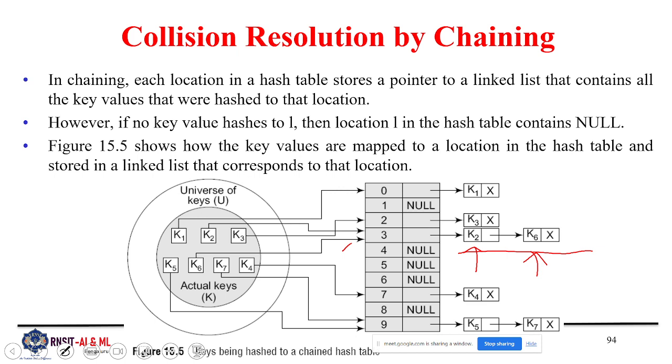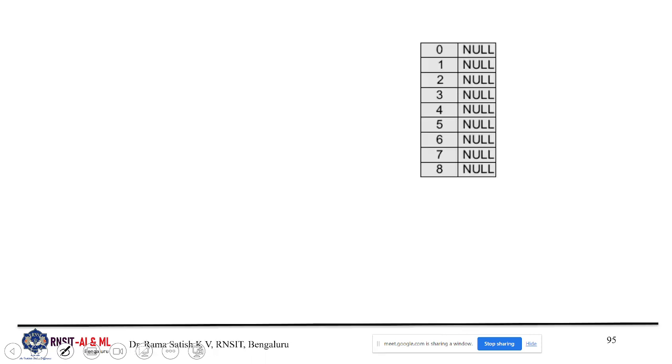So in chaining, each location in the hash table stores a pointer to a linked list that contains all the key values that were hashed to that particular location. So you have a linked list, and if no element is available, then what will it do? It will hold null values. So this is what you call collision resolution by chaining.